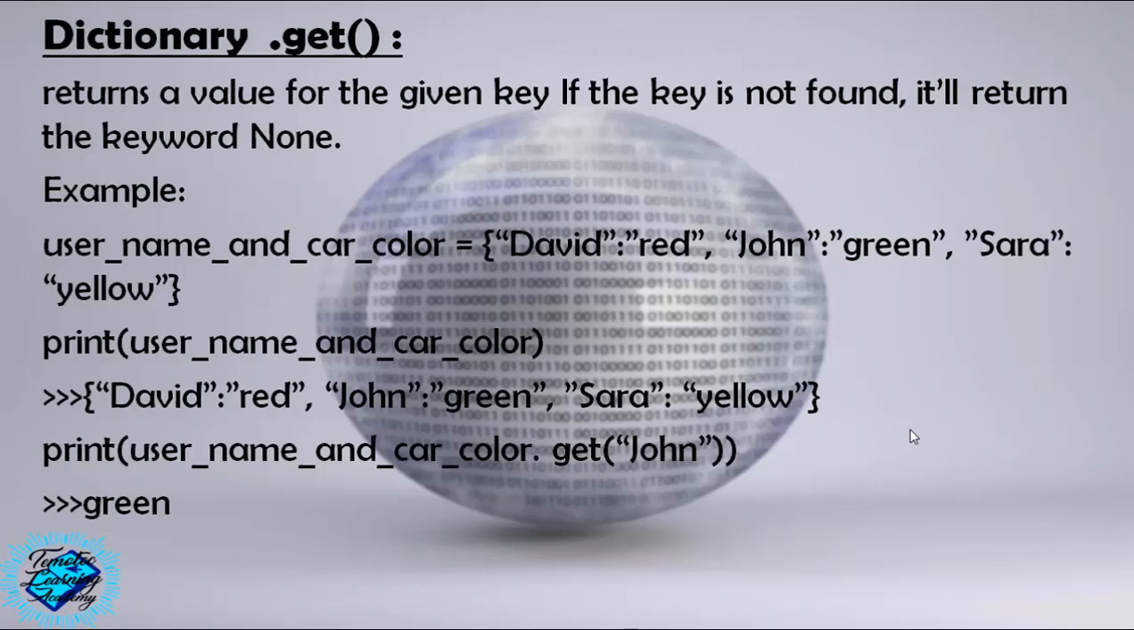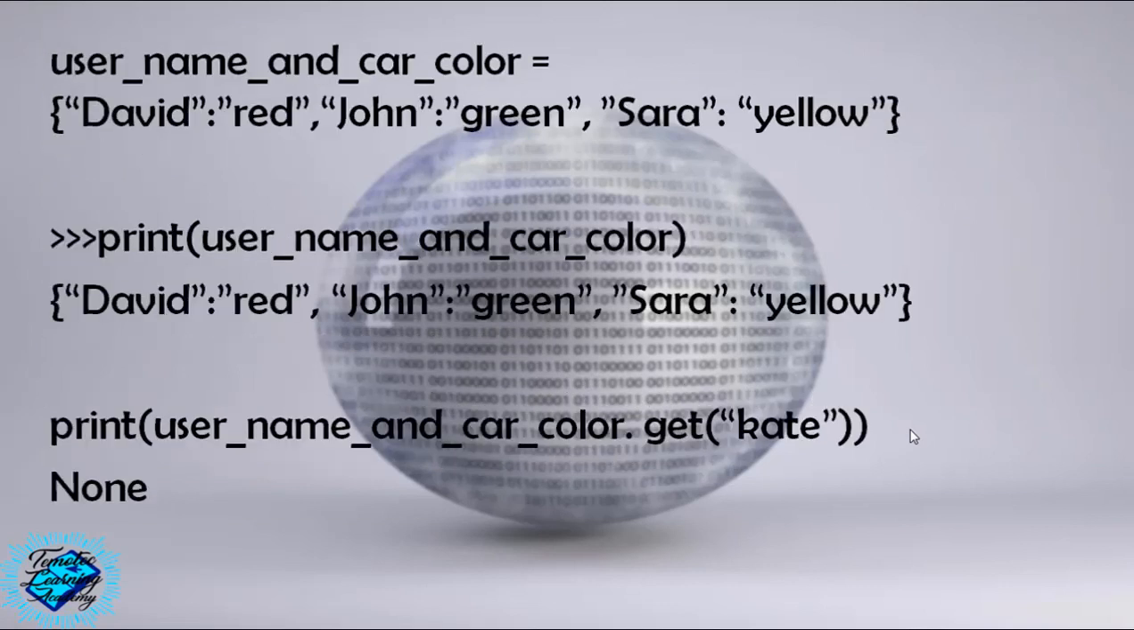Dictionary.get returns the value for the given key. If the key is not found, it will return the keyword None. Example: username and car color equal {"David": "red", "John": "green", "Sarah": "yellow"}. Print username and car color. We will get David red, John green, Sarah yellow. Print username_and_car_color.get("John"). We will get green.